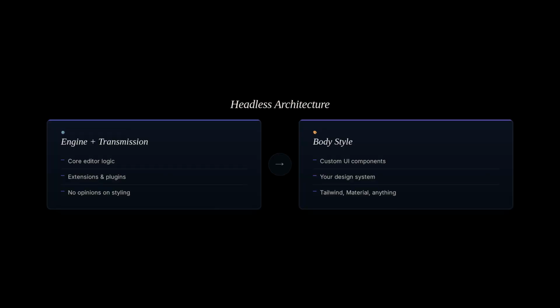The headless package is like a car engine and transmission, all the power and mechanics. The demo app is one body styled with Tailwind. But you could build your own sports car, truck, or van body using the same engine. That's the beauty of headless. You get the editor logic without being locked into one design.